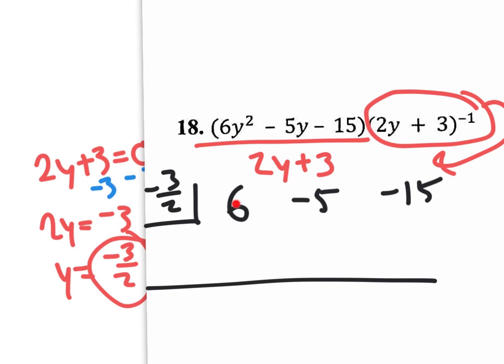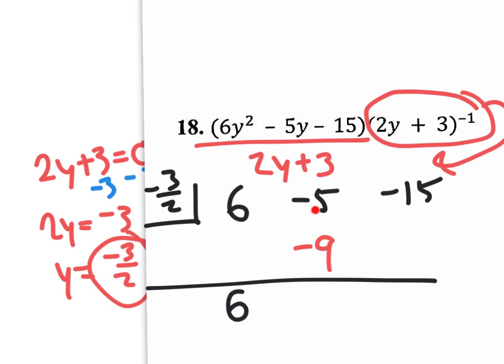So there's nothing here to add. So 6 plus nothing is 6. And then you'd have to multiply negative 3/2 times 6. All right? Negative 3/2 times 6. That's like saying 3 times 6 is 18, but divided by 2. Right? So what is that? -9, correct? So we have a -9 up here.